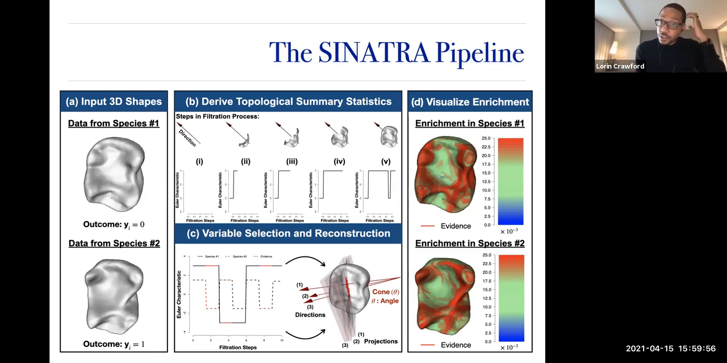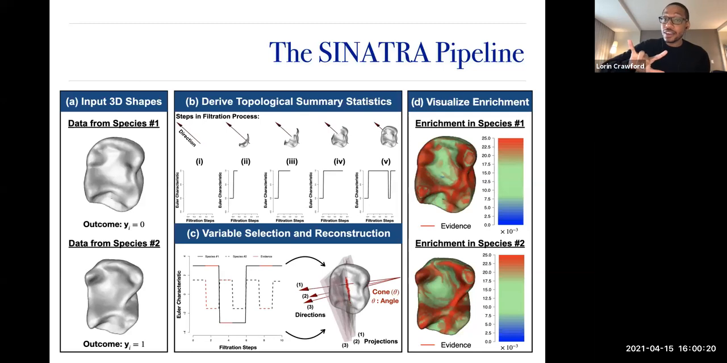What we do is, each of these collections of meshes, we turn them into topological summary statistics. So we do the same kind of Euler characteristic. We do these sweeps. We create these curves for each mesh in our data set. What we do now is we have sets of curves for the two species. We're going to do variable selection on these curves. We're going to identify the pieces of these curves that best describe the variation between these two groups.